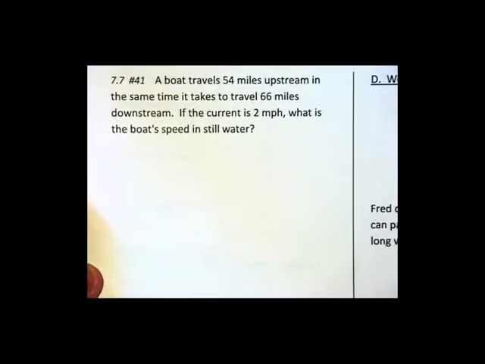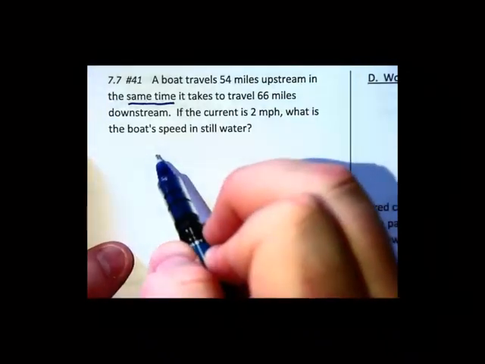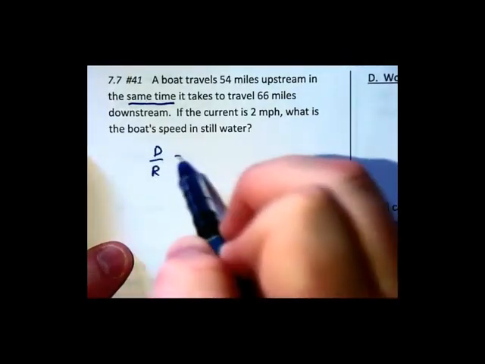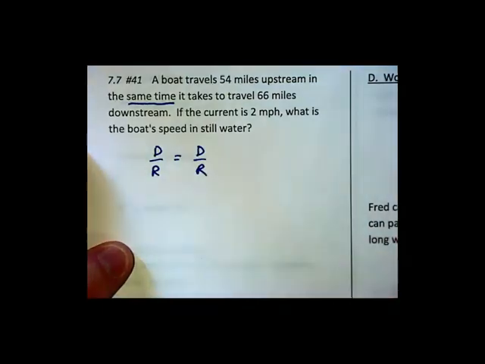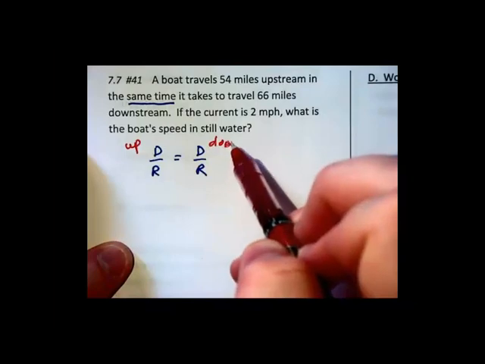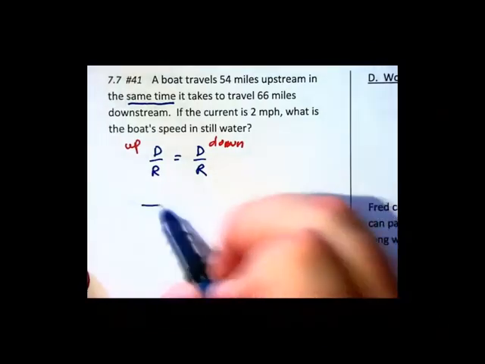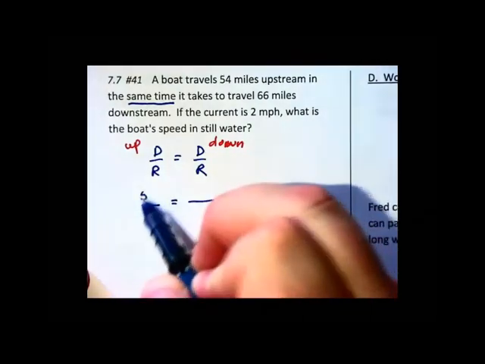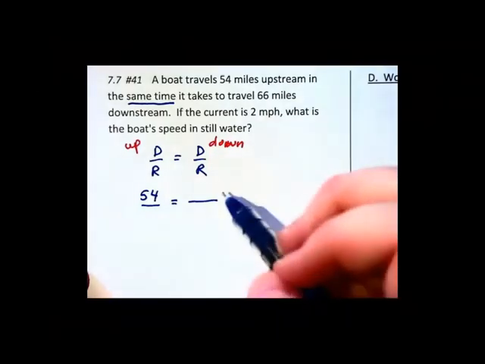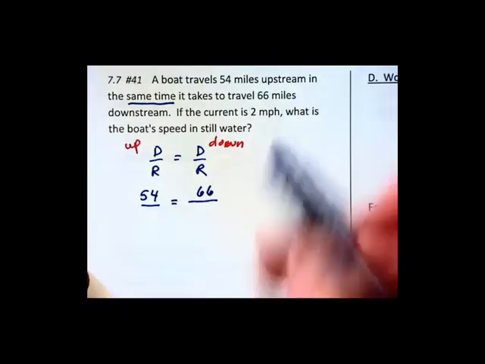First problem. A boat travels 54 miles upstream in the same time. Notice how it says same time there. So I'm going to automatically write d over r is equal to d over r. I'll make a notation for myself that the first one is going to be for upstream and the second fraction is going to be for downstream. The first time it travels 54 miles, in the time it takes to travel 66 miles downstream. Now the current is 2 miles an hour.